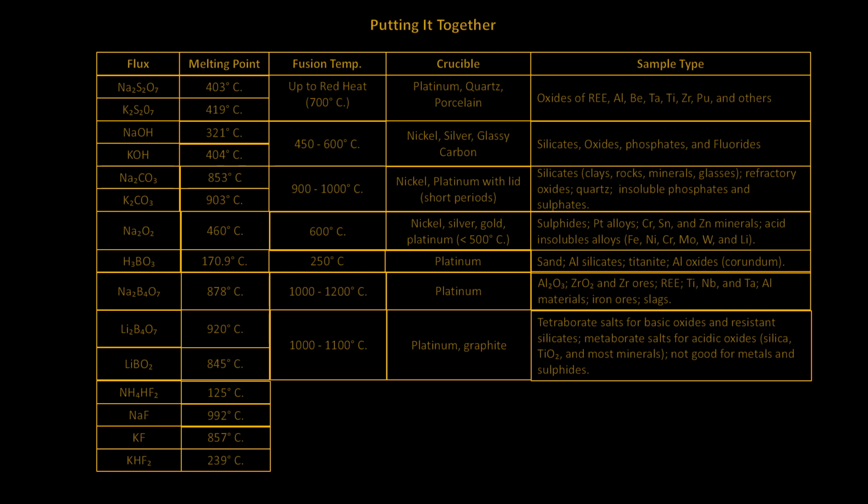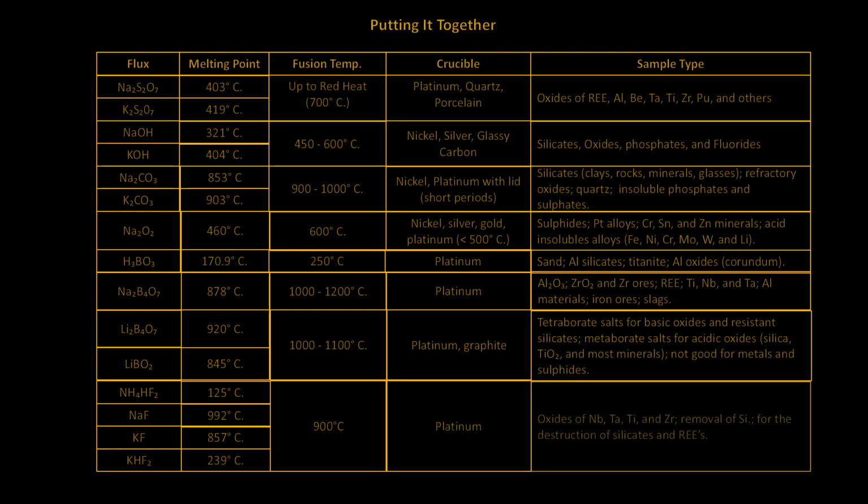Ammonium bifluoride will melt at 125 degrees C, sodium fluoride at 992 degrees, potassium fluoride at 850 degrees, and potassium bifluoride melts at 239 degrees C, all of which will fuse at 900 degrees centigrade. Platinum crucibles are used for these fluxes to decompose oxides of niobium, tantalum, titanium, and zirconium. The fluxes are also used to remove silicon and for the destruction of silicates and rare earth metals.